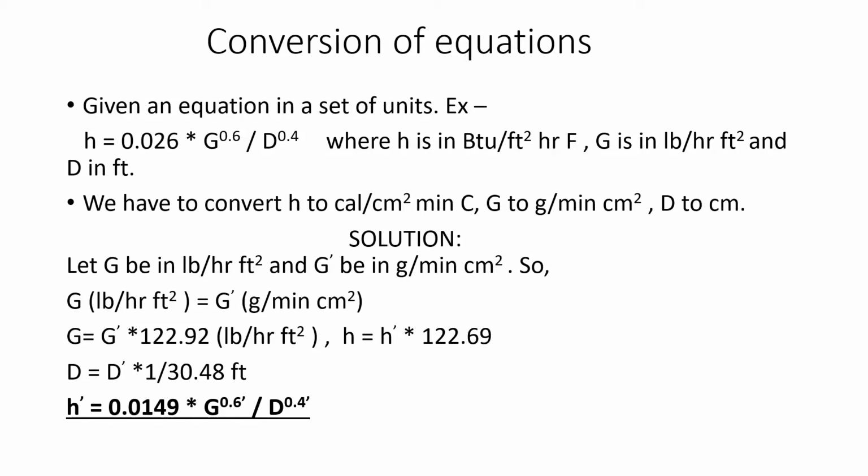And as I've said before, you need to know the conversion of how to convert gram to pound, minute to hour, and centimeter to feet. It is there in the calculator. You just have to plug in the values, and then after converting, we get G equals G dash into 122.92.